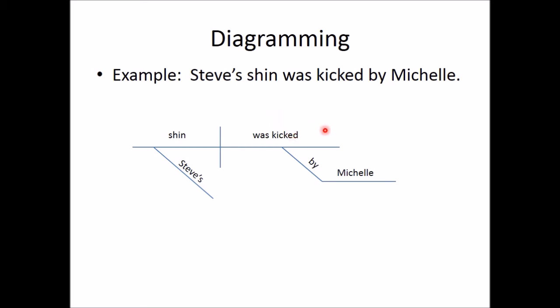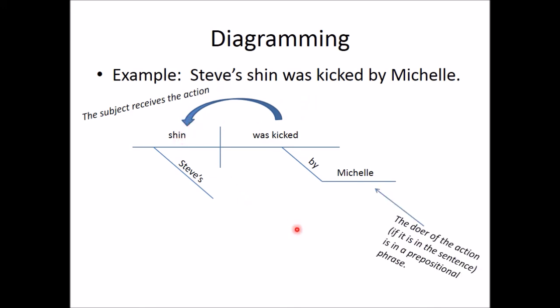The only difference, this looks like a very familiar diagram, nothing that we haven't seen before, except the difference is, in this case, the subject is receiving the action. The shin was kicked, okay? Also, the doer of the action, instead of being the subject of the sentence, is now in the prepositional phrase, and the doer of the action is the object of the preposition. Okay, that is the difference between passive verbs and the other kinds of verbs that we have done up to now. This is a brand new kind of verb, and it is giving its action to the subject.